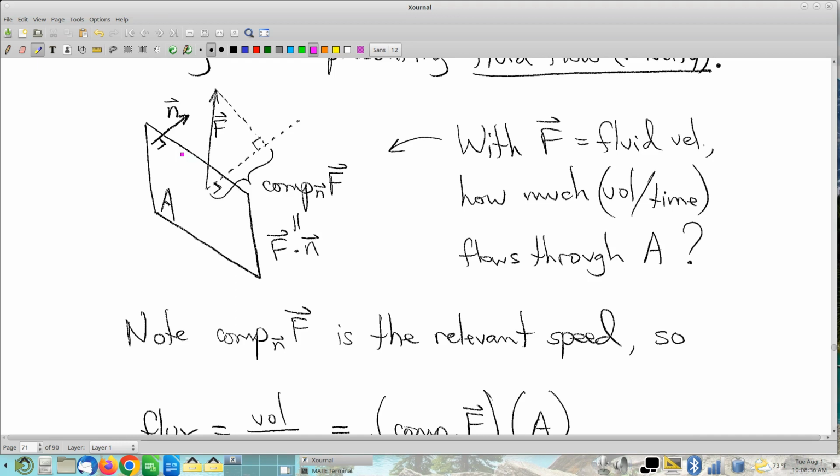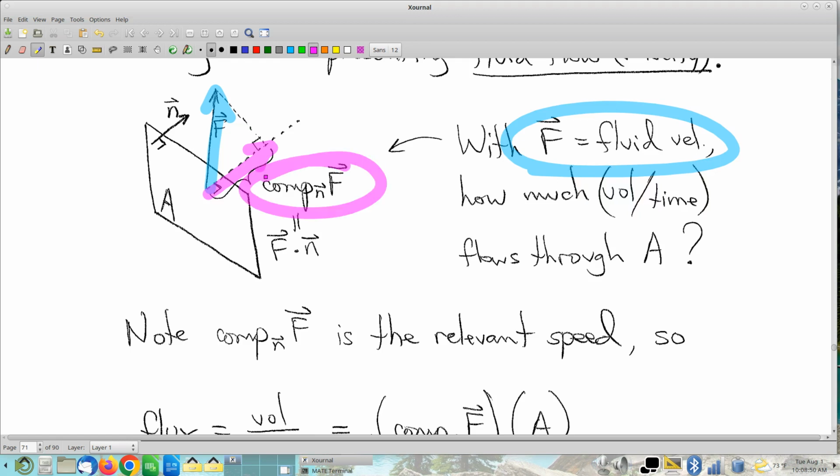If you have a vector field representing the velocity of your fluid, then all I really care about is the part that is perpendicular to the surface in question. The extent to which the air is blowing parallel to the surface, who cares? If it's going parallel, it's going by the surface. It's not going through the surface. We're only interested in how much is going through, so we don't care about that part. Everybody happy?